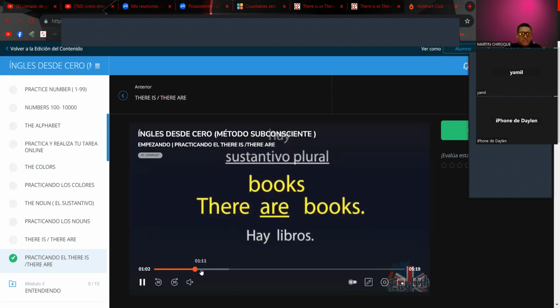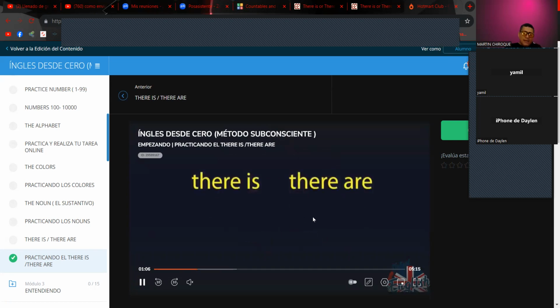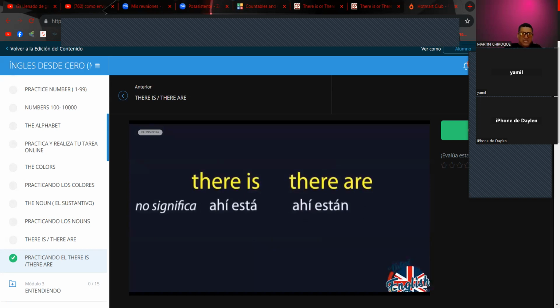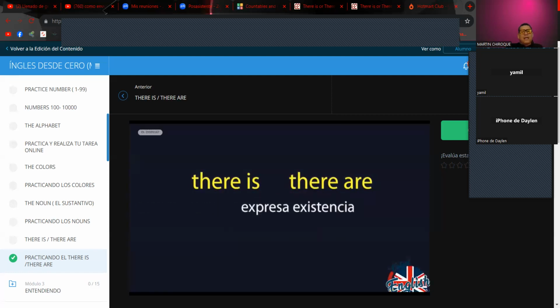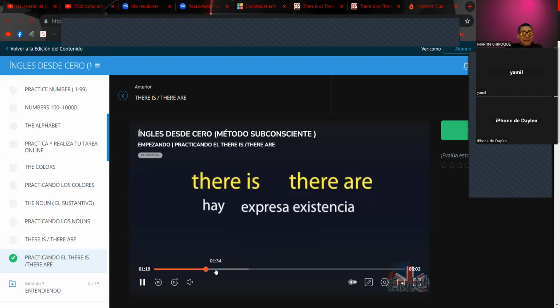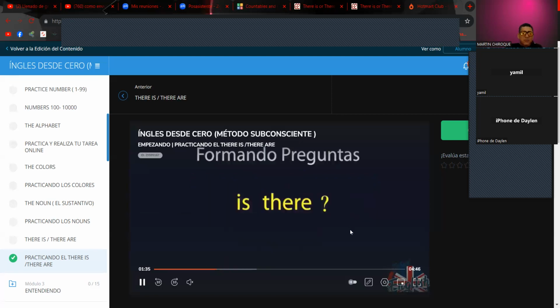¿Y cómo sería ahora en plural? Lo cambio: there are books, right? O pongo there are some books, o pongo 5, 6, 7, 8, 9, 10, la cantidad que quieras. Presten mucha atención en este contraste de oraciones. There is, ahí está; there are, ahí están, en plural. Ahora, expresa existencia, que hay, ¿verdad?